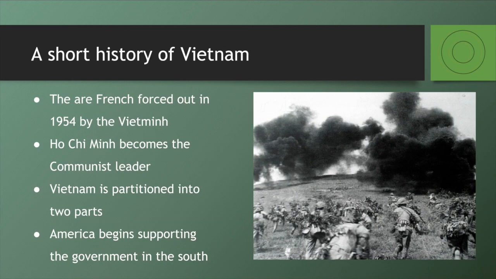So let's begin with a short history of Vietnam. Vietnam, like many countries in Southeast Asia, had a long history of being controlled by other nations, in particular the French, who were heavily involved in Southeast Asia, which was often referred to as French Indochina at the time. In 1954, the French were forced out of Vietnam by the emerging Communist Party under the leadership of Ho Chi Minh.